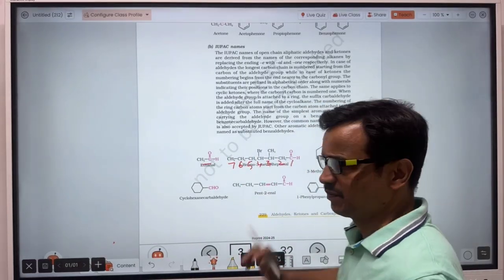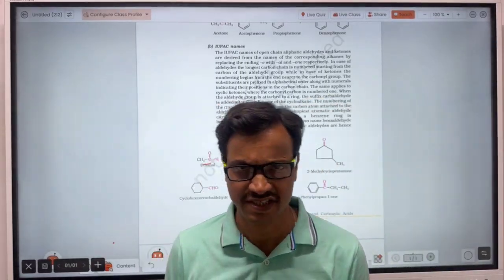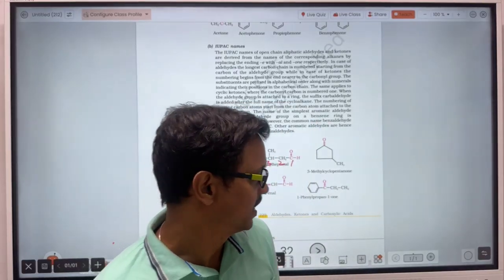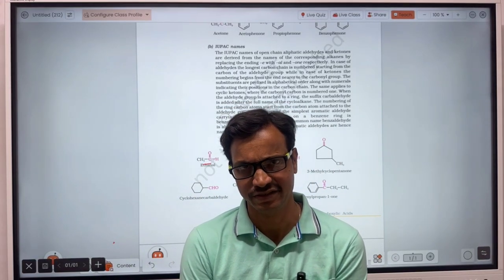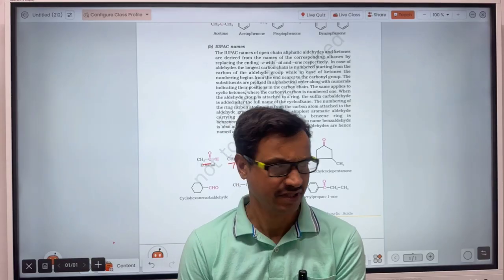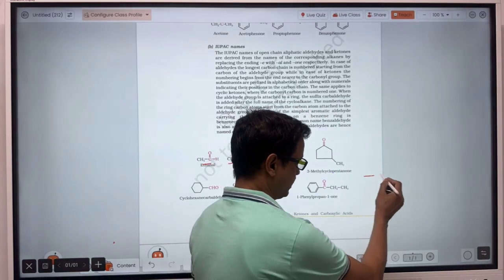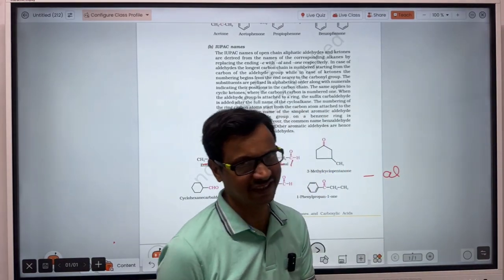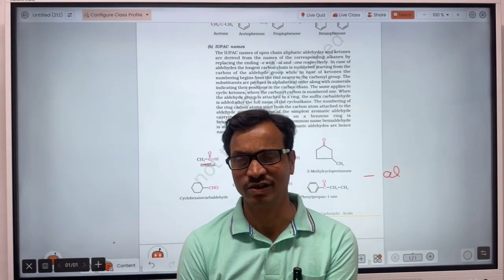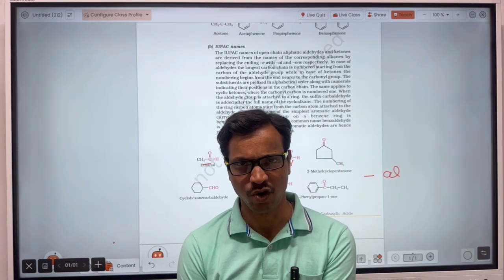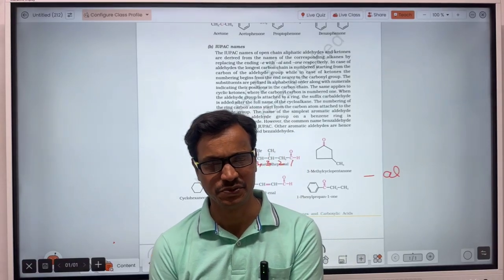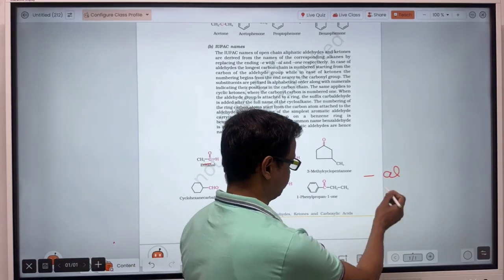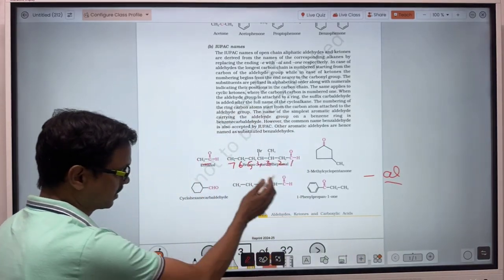In this compound, the main chain is of 7 carbon, and the name of the compound will be based on the functional group aldehyde, and the suffix used for aldehyde is al. Keep in mind, for alcohol we use the suffix ol, and in case of aldehyde we use the suffix al. Okay, so this one is the numbering.